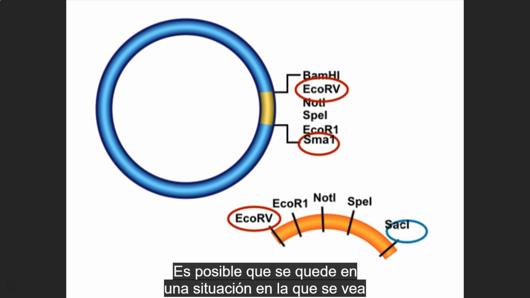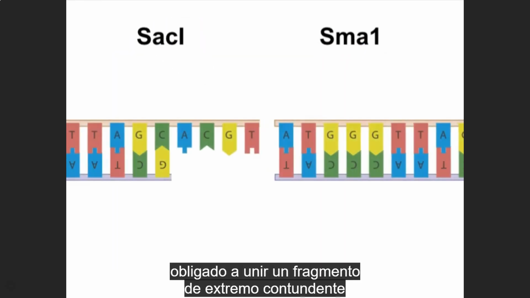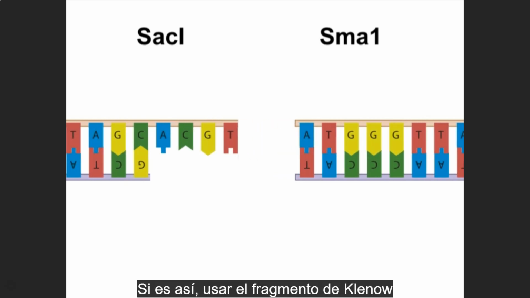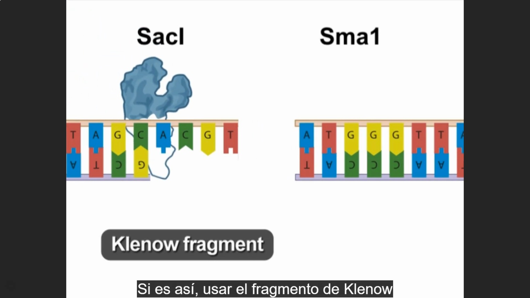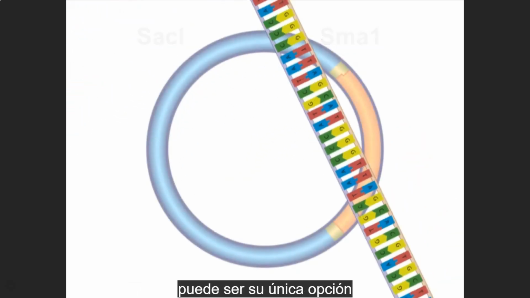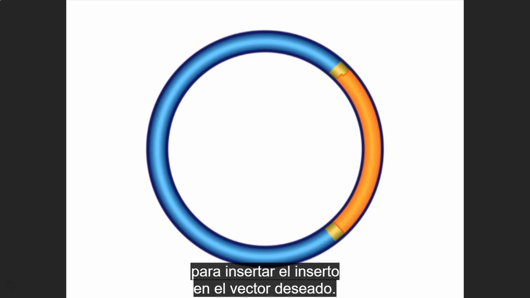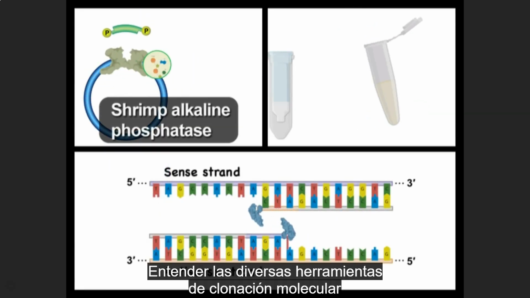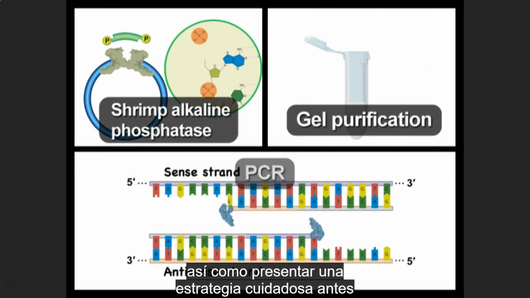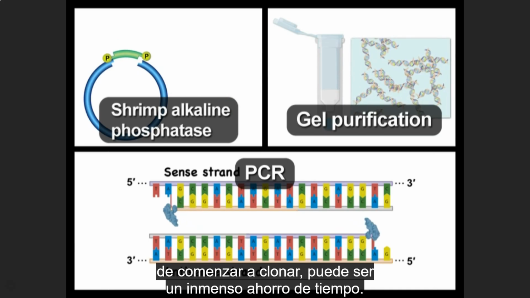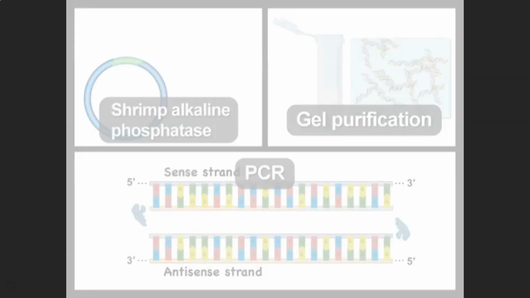You might be left with a situation where you are forced to join a blunt end fragment with one that has an overhang. If so, then using the Klenow fragment to set up a blunt end ligation might be your only option to get the insert into your desired vector. Understanding the various molecular cloning tools at your disposal, as well as coming up with a careful strategy before you begin cloning, can be an immense time saver.